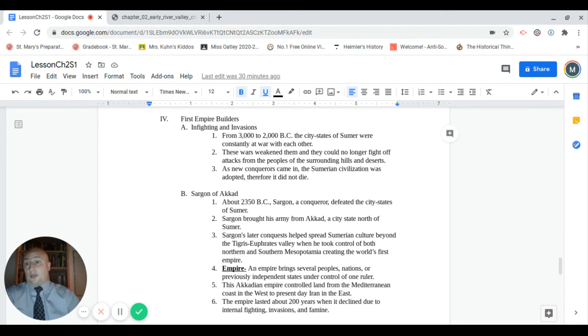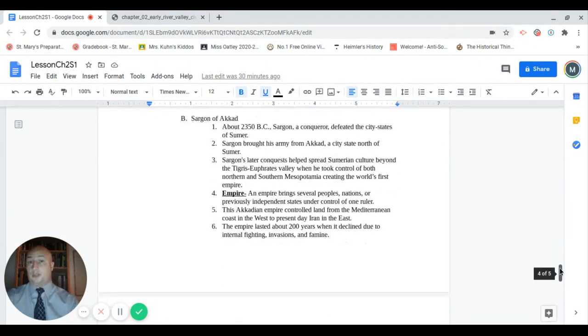Their civilization, their culture was not as advanced, so they simply adopted the Sumerian language, the Sumerian writing, the Sumerian religion, the Sumerian economic practices, and so on and so forth. One of the first key figures, or key people, that we're going to learn about this year is Sargon of Akkad.